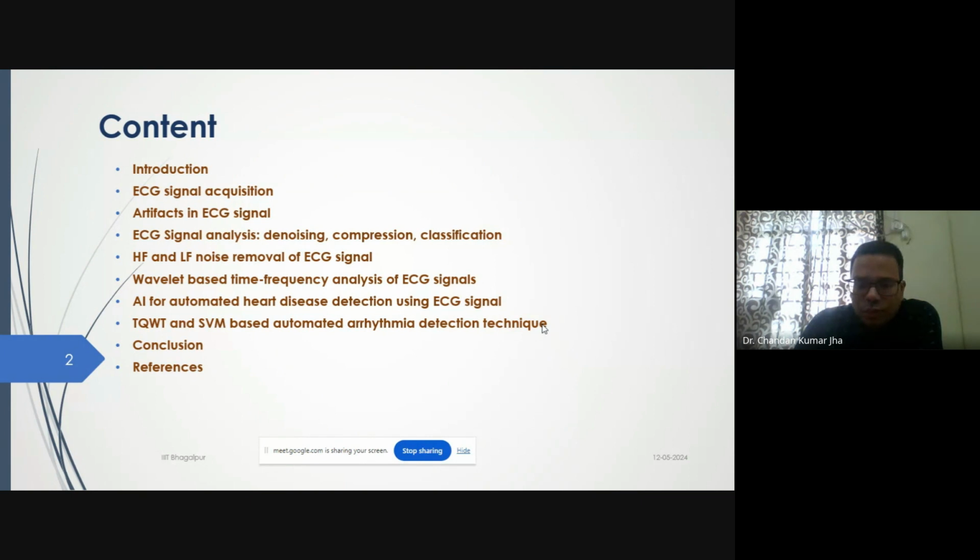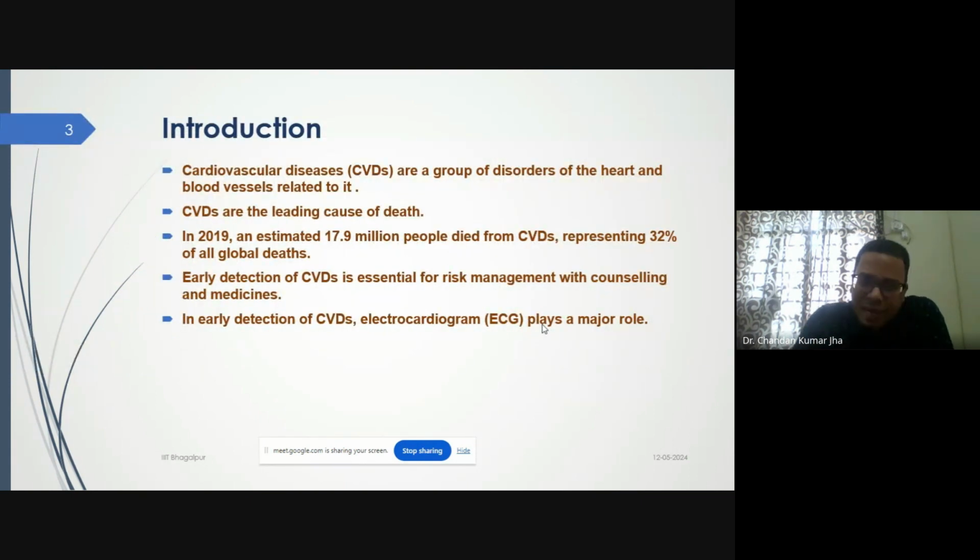So firstly, what are the statistics of cardiovascular disease worldwide? Cardiovascular disease covers a wide area, which includes all types of diseases related to our heart, and it is basically a disorder of the working of our heart and the blood vessels related to it.